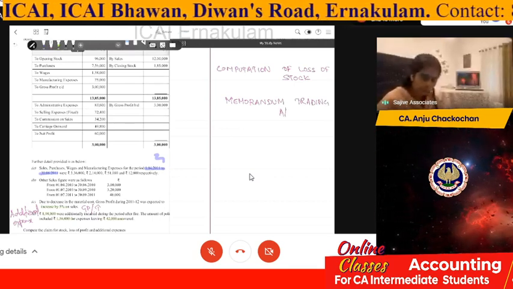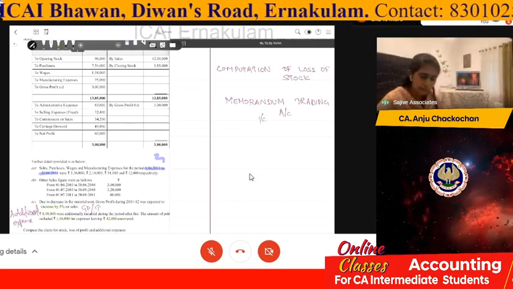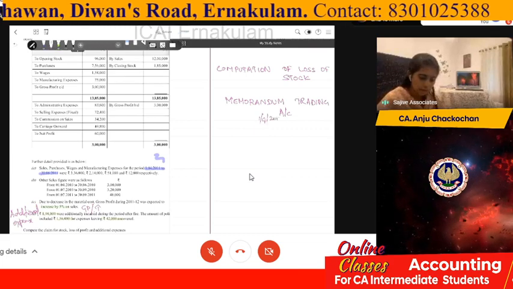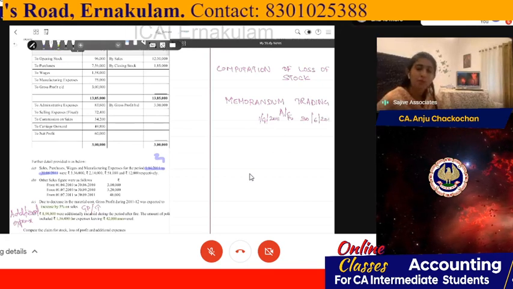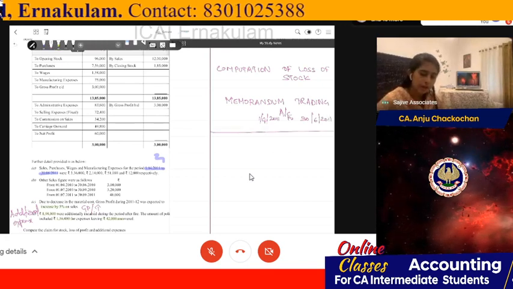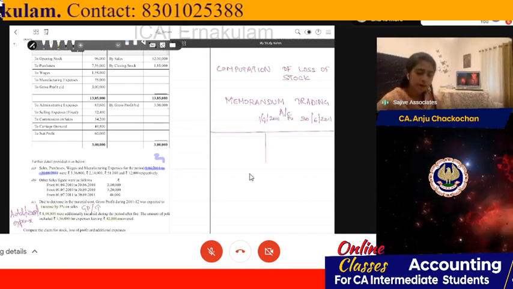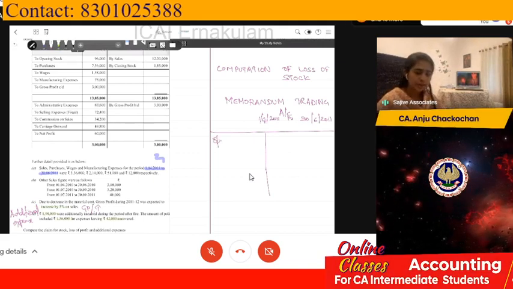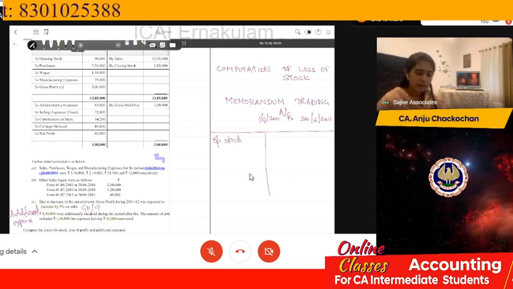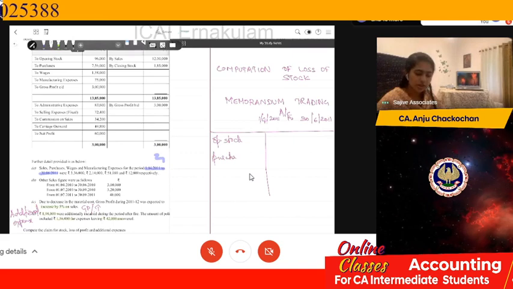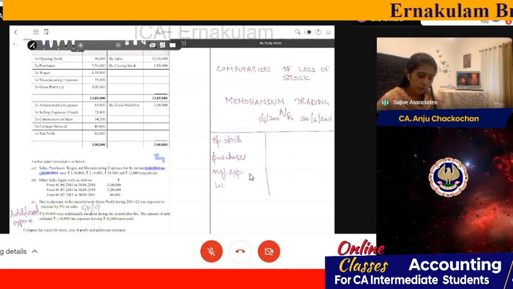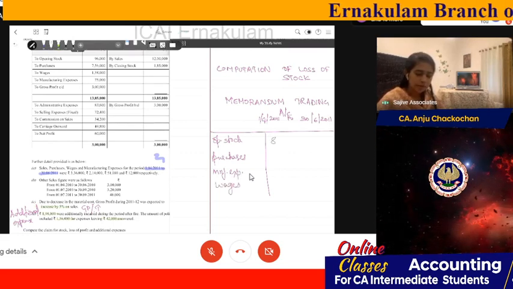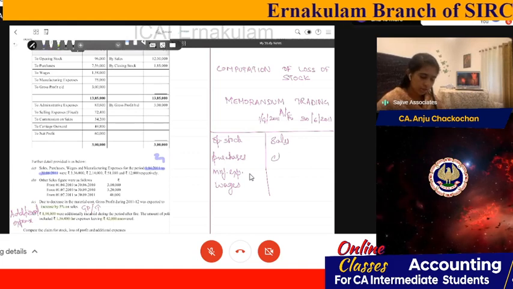And for which period will we be preparing that? It will be from 1/4/2011 to 3/6/2011, which will be the period of the memorandum trading account. Yes, you will have your opening stock, purchases. You will need your manufacturing expenses. You will have your wages here. You will have your sales, your closing stock.